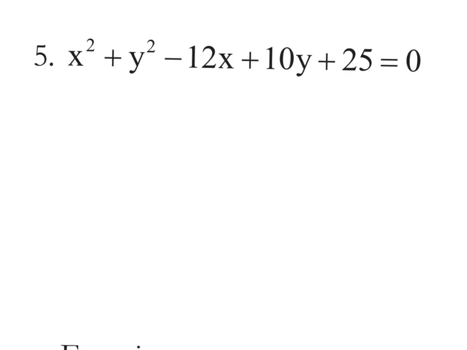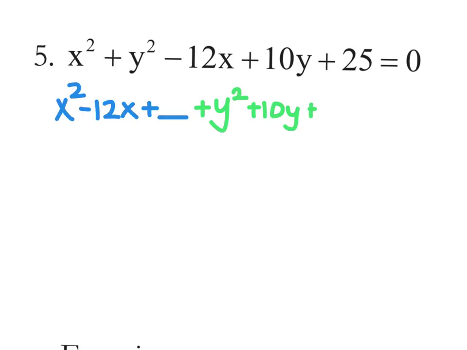Here we go. We have x squared. My first step is to group the x's together. So I'm just rearranging. I put the two x terms together, and I'm going to put in a blank space here because I'm about to complete the square. I'm going to do the same thing with my y's. y squared plus 10y plus blank.